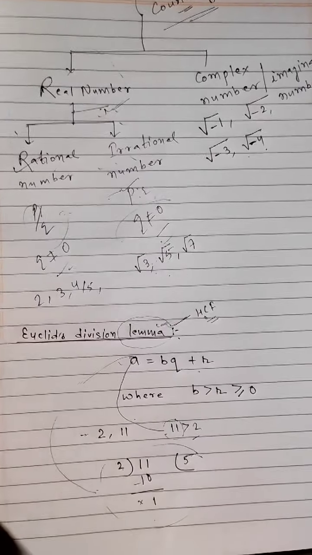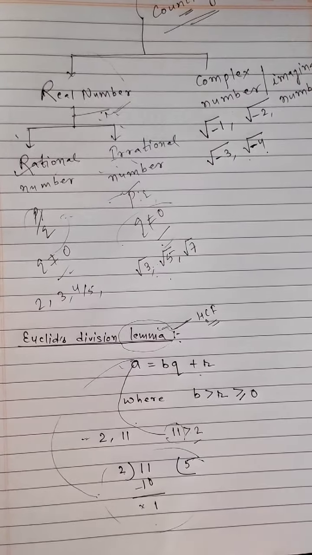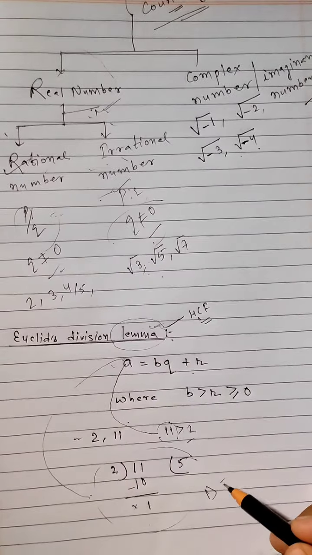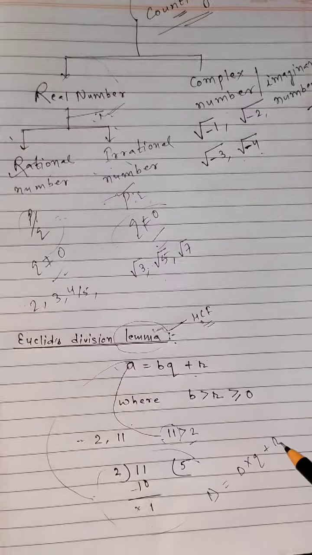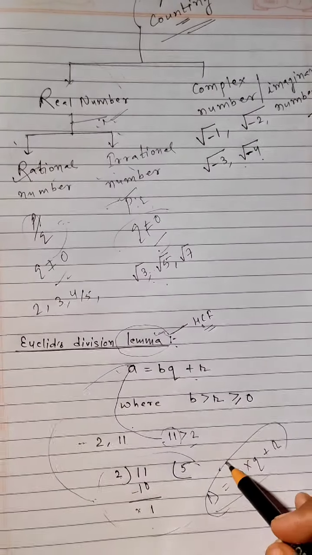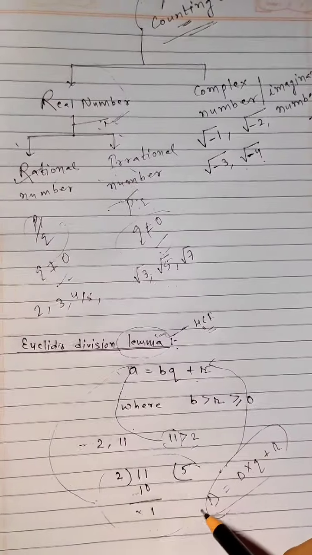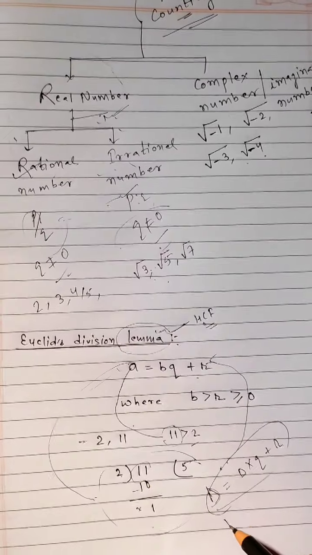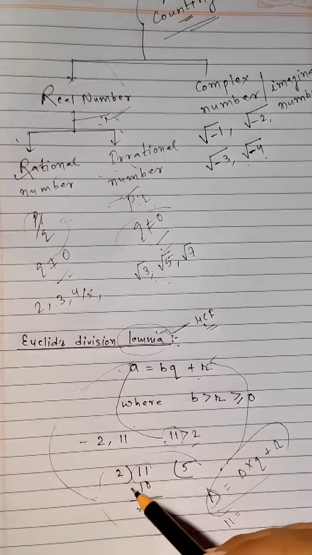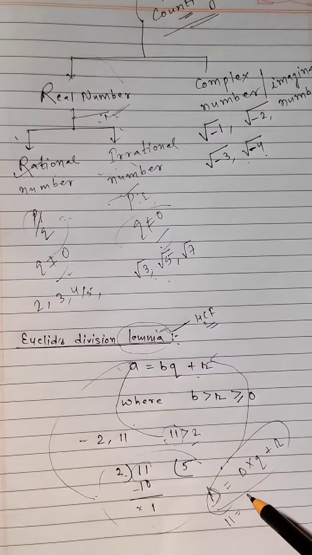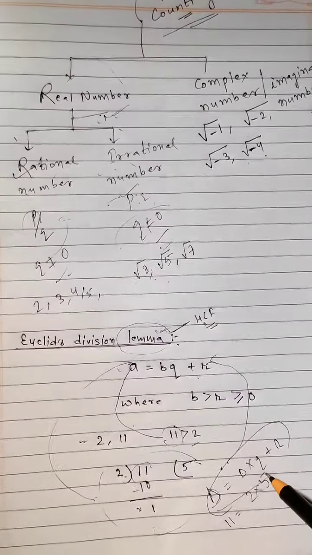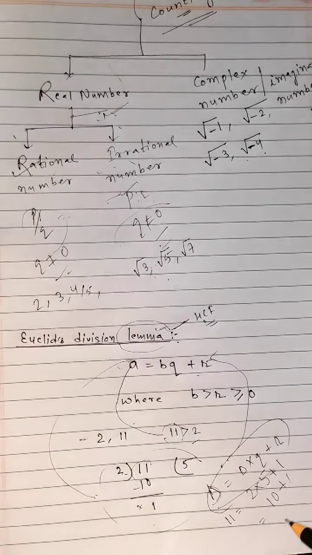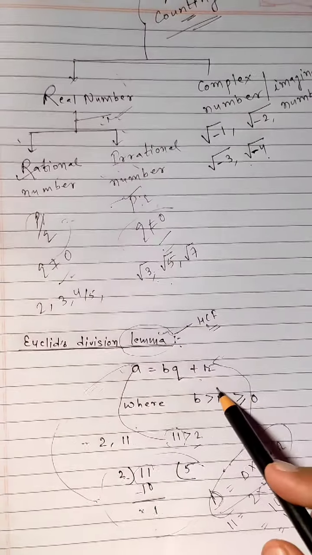See, whenever we are checking for the division statements, there is a statement, right, that dividend is equal to divisor into quotient plus remainder, isn't it? Same is with this. If this 11 is the dividend, the divisor is 2, the quotient is 5, and the remainder is 1. So 2 into 5 is 10, plus 1 is 11, and this is what we have written here.